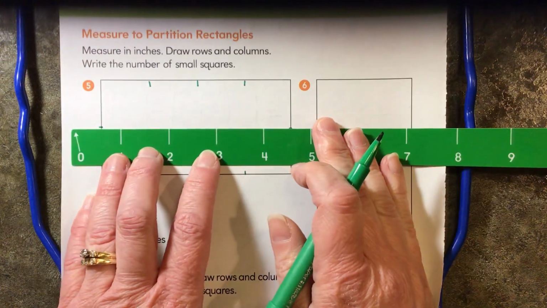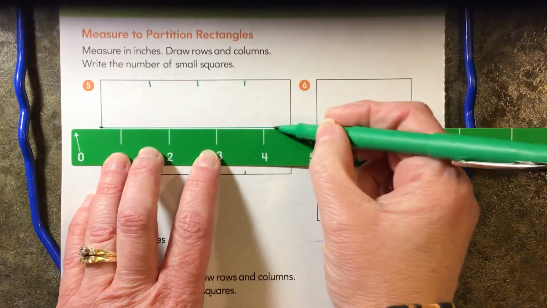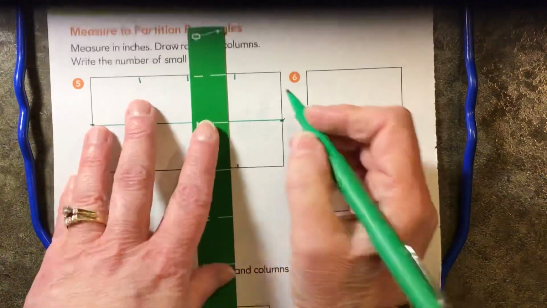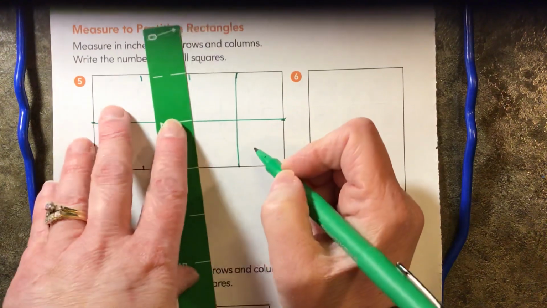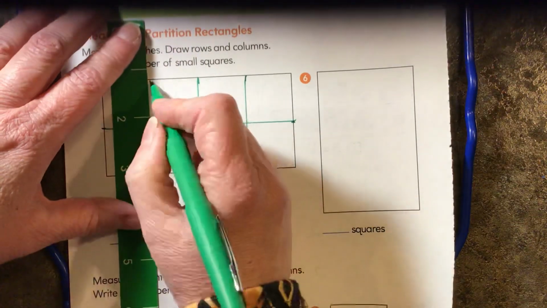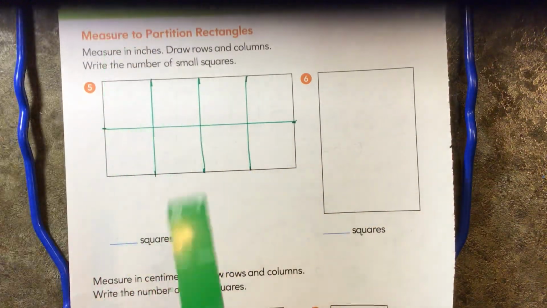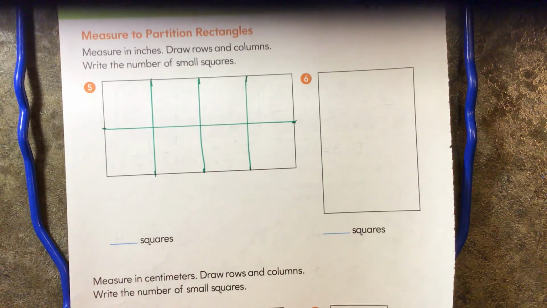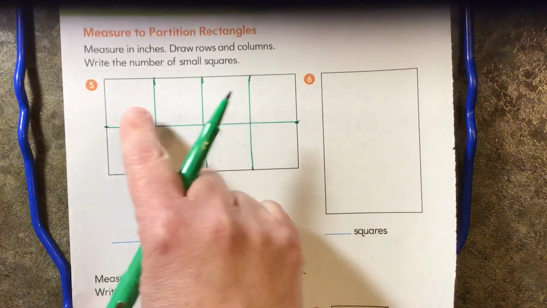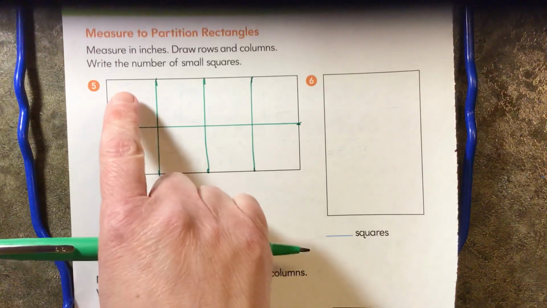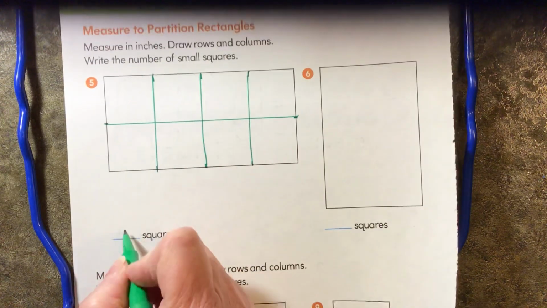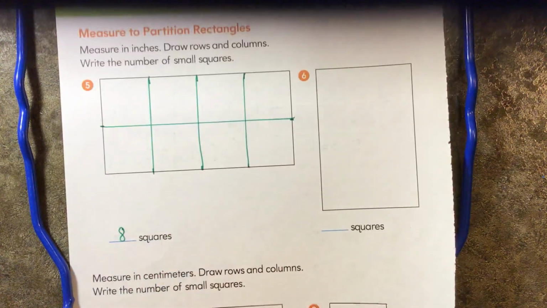Okay. Then we're going to connect my lines to form squares. Oops, not quite getting them straight, but all right, now I've taken this big rectangle and I have created some small squares inside. Now we're going to write the number of small squares that we see. And I see that we have 1, 2, 3, 4, 5, 6, 7, 8. So this rectangle has 8 squares.